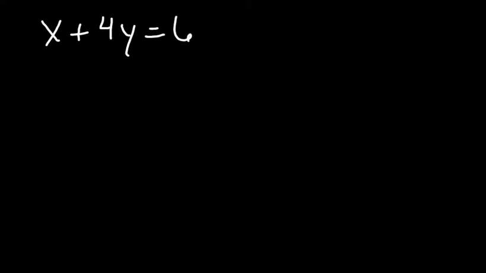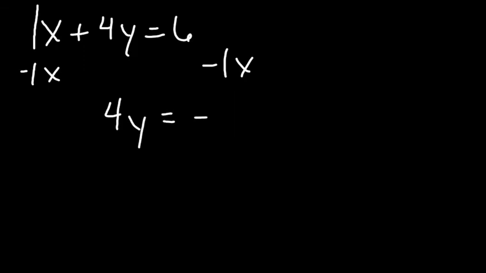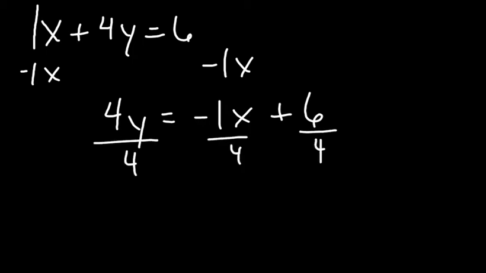Let's do one more like this where we have to find the slope and the y-intercept, but it's not in slope-intercept form. So remember, we're going to rewrite it into slope-intercept form. So we've got x plus 4y equals 6. It's always a good idea to put a 1 on a plain x. So minus 1x. That leaves us 4y equals -1x plus 6. Divide by 4, divide by 4, divide by 4.